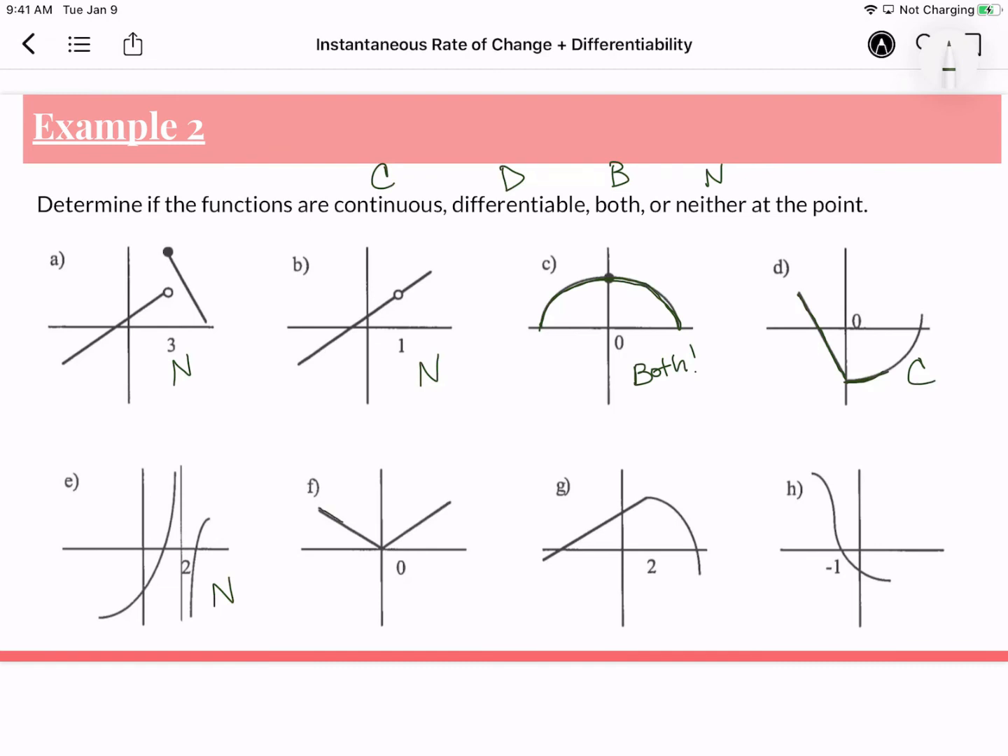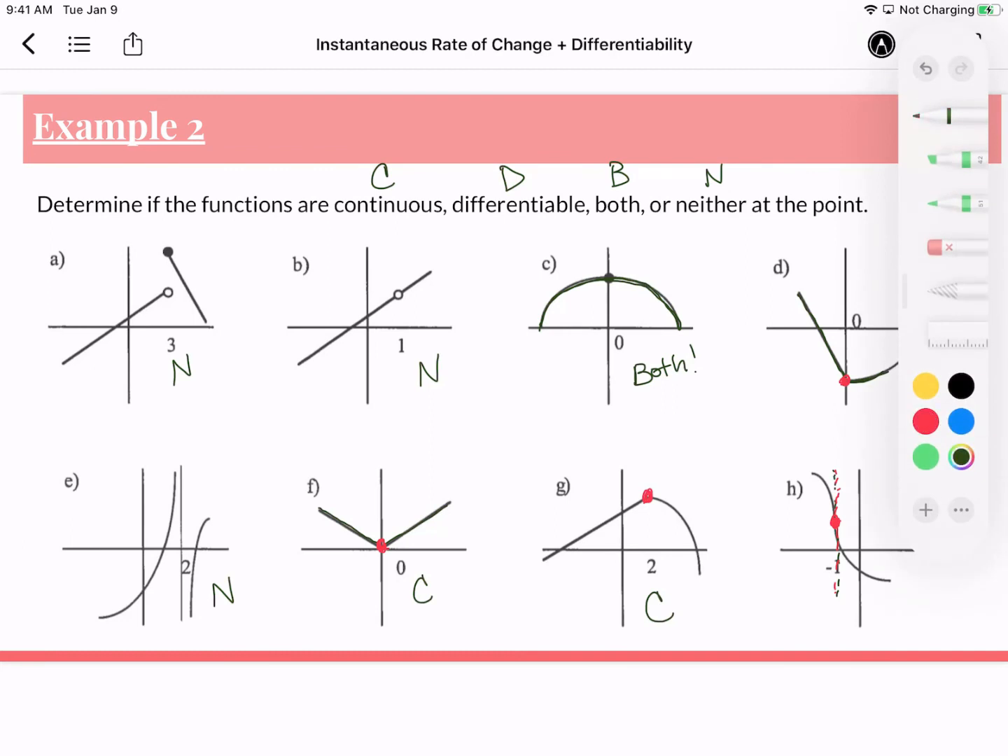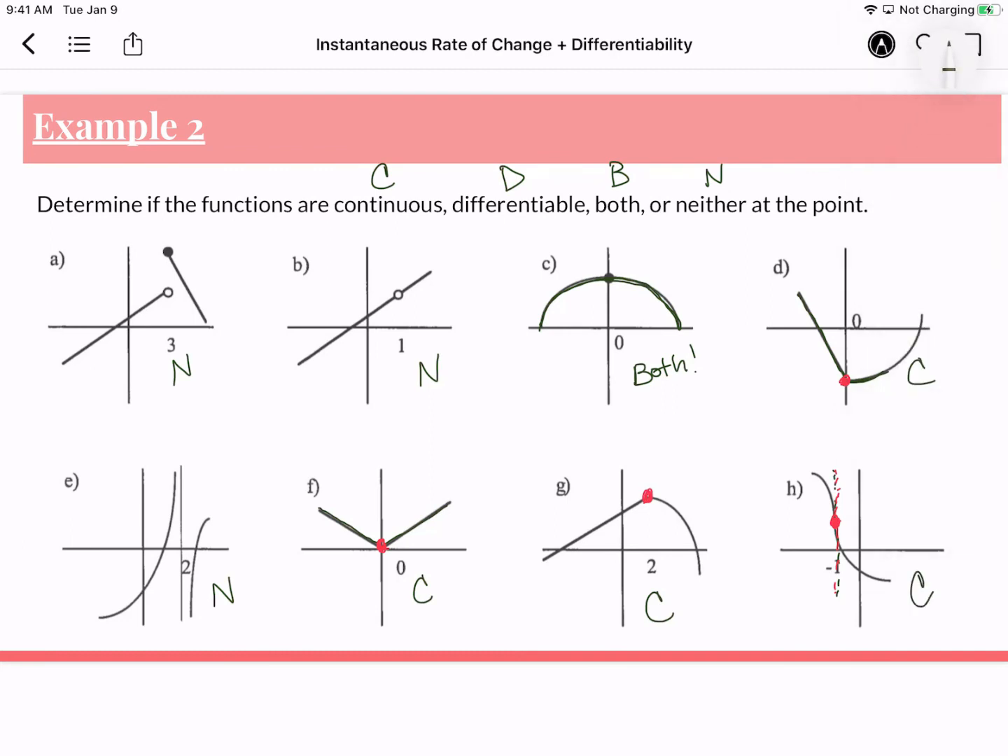Same thing with F. This kind of looks like a compressed absolute value. This is continuous, but it's not differentiable because it has a corner. So I'll really emphasize there's a corner there, there's a corner there. What about G? Yeah, G also has a corner. So G is continuous but not differentiable. Finally, H. H is a little tricky because it does look smooth, right? That looks super smooth, but this has a vertical tangent. I should draw it in red to make it stand out. This is a vertical tangent right here. So at the vertical tangent, it is not differentiable, which means this one is also only continuous. So the only function that was both differentiable and continuous is C.